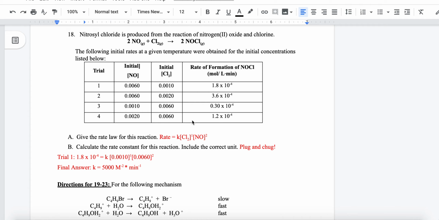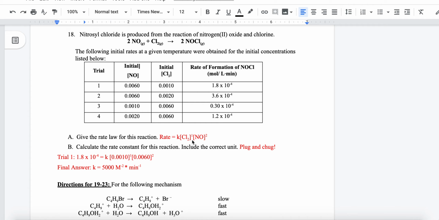Number 18, this is the method of initial rates, where we're going to use the data in the table to write the rate law first. And then once we have a rate law written, we can always solve for the rate constant, which is part B. So again, when we look at the data here, we have to compare trial 1 to trial 2. The chlorine doubles in concentration and the rate doubles. So that means the chlorine must be first order.